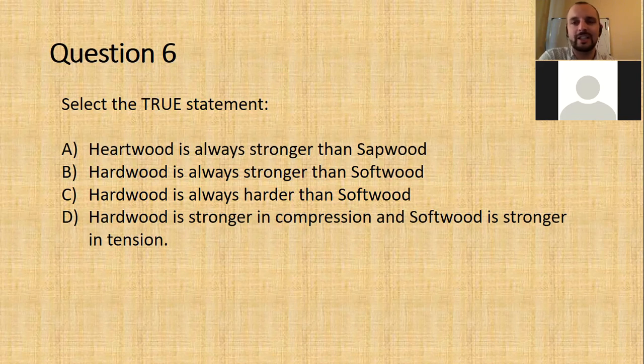Hardwood and softwood, it really depends on the breed of tree. Some hardwoods are stronger than some softwoods, and some softwoods are stronger than some hardwoods. And hardwood, softwood has nothing to do with hardness. Very confusing, I know. I apologize for that. And also, some softwoods are stronger in tension or compression. It really depends on the breed of tree. There isn't really a generalization there to make. So yeah, answer is A.